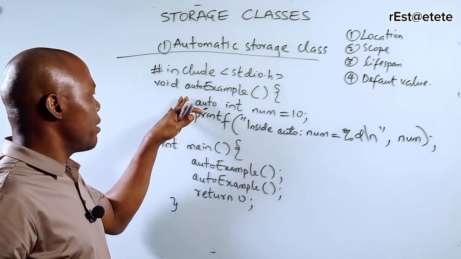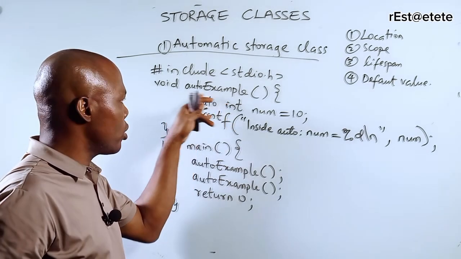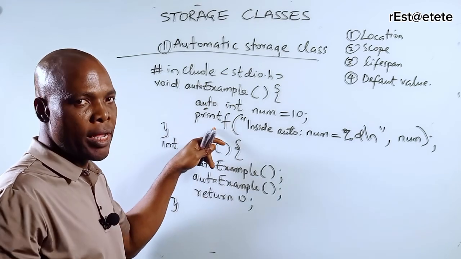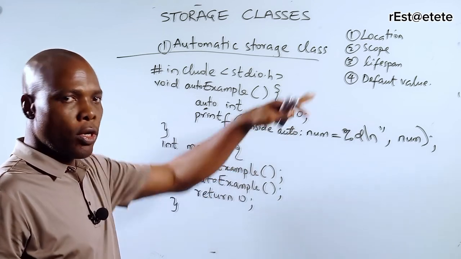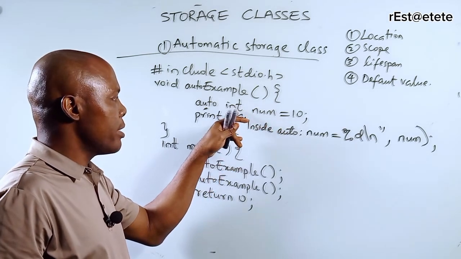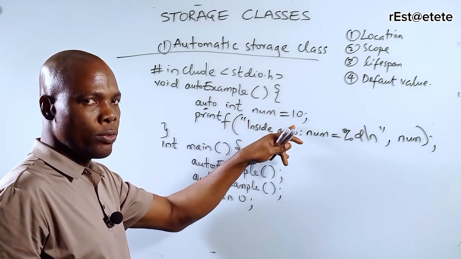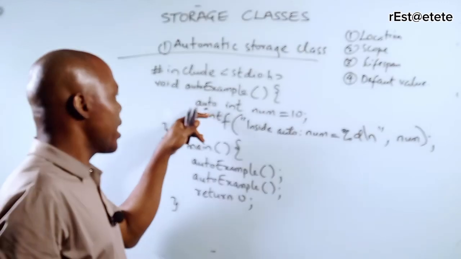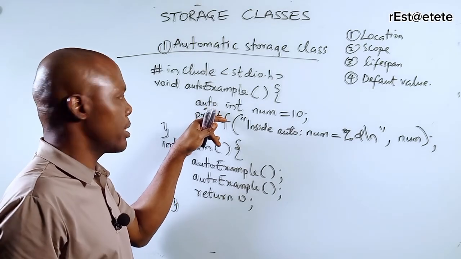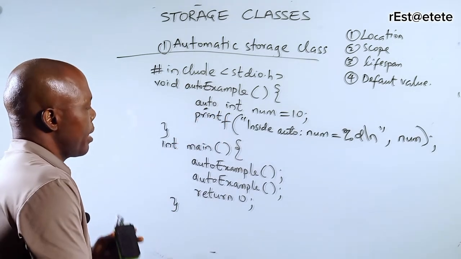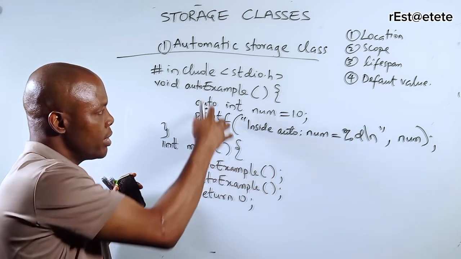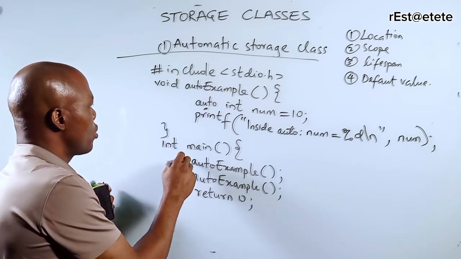Now, I created a function, which is what? Auto example. The function name is auto example. And it is void, meaning it's not returning a value. So it's just going to carry out an action, which is what? To print out this on the screen. Now I'm declaring a variable, and the variable name is what? Num. And this variable is expected to hold an integer value. That is what this is telling you. And the variable is what? Auto. And I've told you, if I don't write this auto, it also means it is automatic. Now, I come to my main function, and inside my main function, I'm calling this function. So control will go to this function.